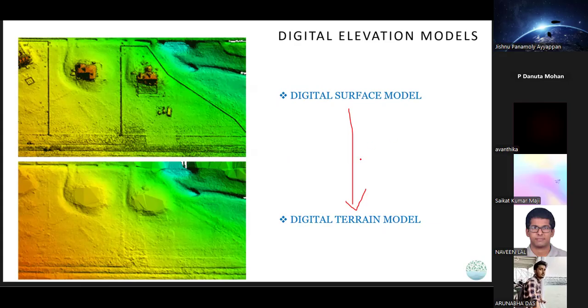Suppose you are doing a survey for 1 square kilometer, the file size of the point cloud data that we get might be more than 1 GB. So we need high-end software to process point cloud data.